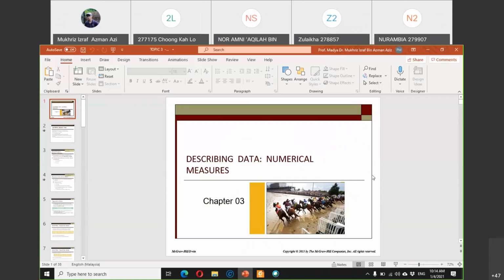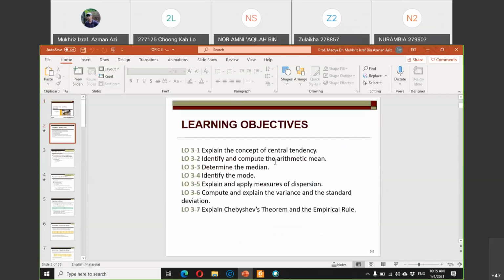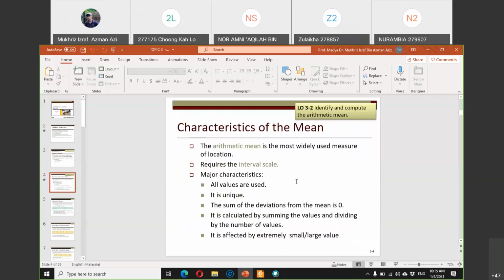Okay, so today is our second lecture for topic number 3. Our class on Monday, we already covered the first part, which explained the concept of central tendency, calculating the mean, median, and mode. Basically, we have discussed the components, and the advantages and disadvantages of each method.